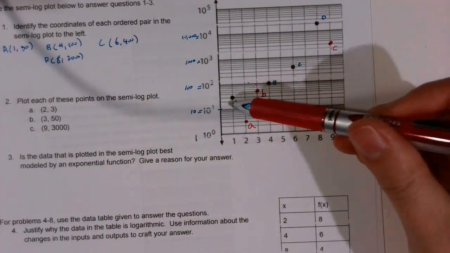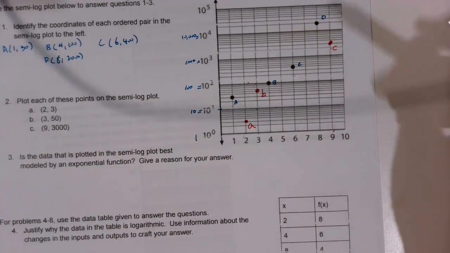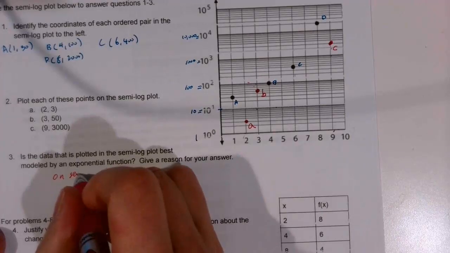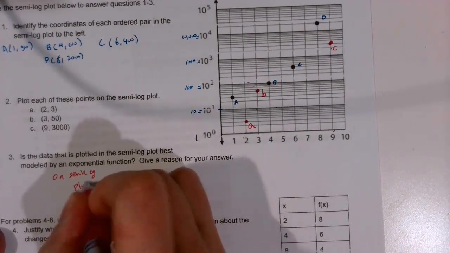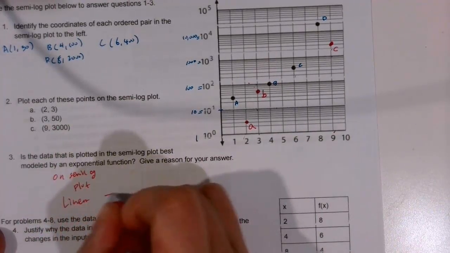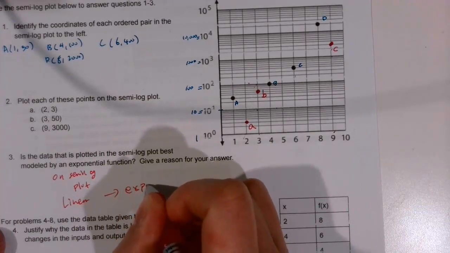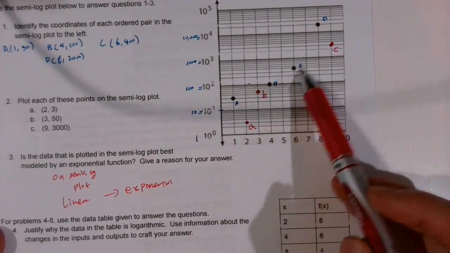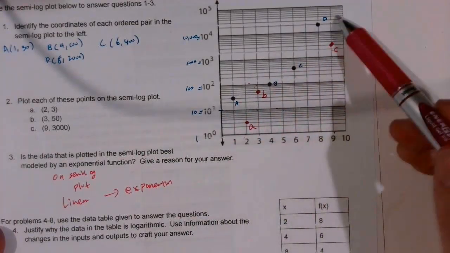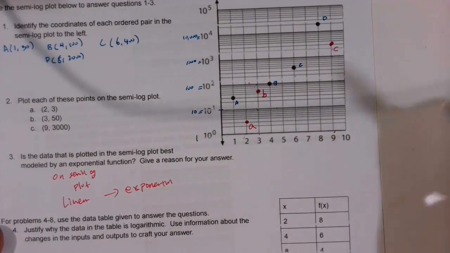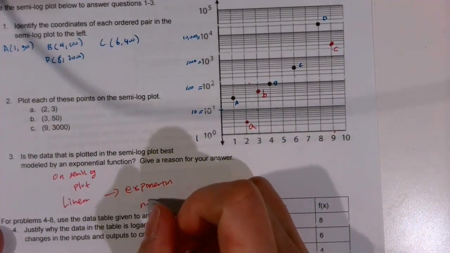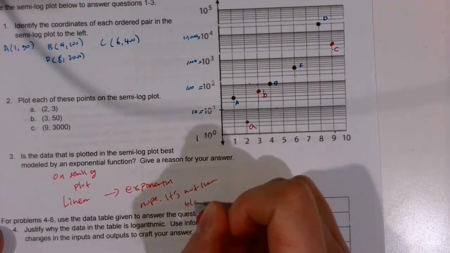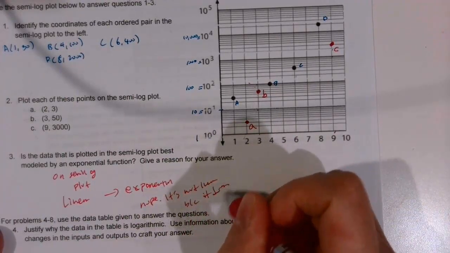Number 3: is the data plotted in the semi-log plot best modeled by an exponential function or not? I'm talking about A, B, C, and D. Quick reminder: on the semi-log plot, if it's linear, that means it's exponential. So there's A, B, C, and D. Does it look like a straight line, linear, to you? No, it's not linear. So I'm going to say nope, it's not linear because it doesn't look like a straight line.